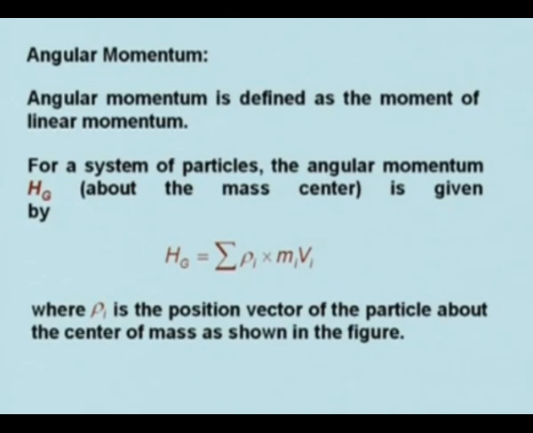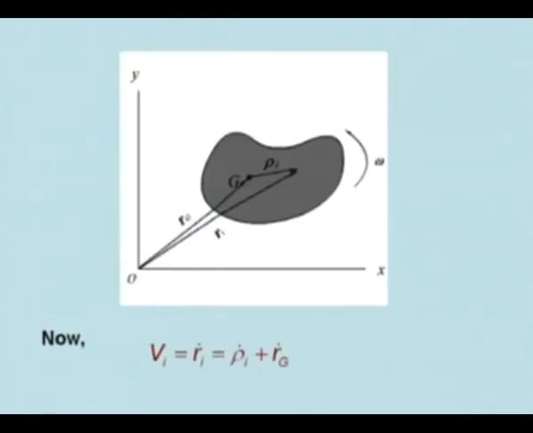Now we discuss angular momentum. Angular momentum is defined as the moment of linear momentum. For a system of particles, the angular momentum Hg about the mass center is given by Hg is equal to sigma rho i cross mi vi, where rho i is the position vector of the particle about the center of mass and vi may be the absolute velocity of this.